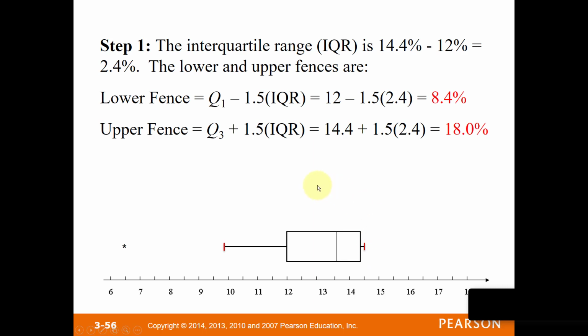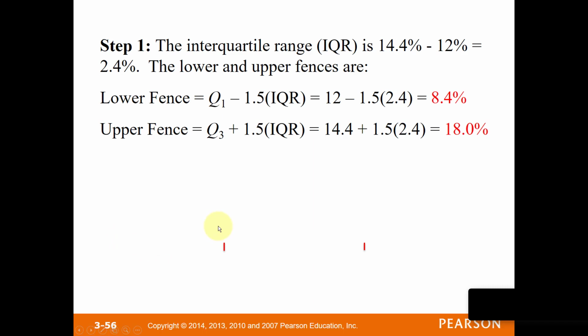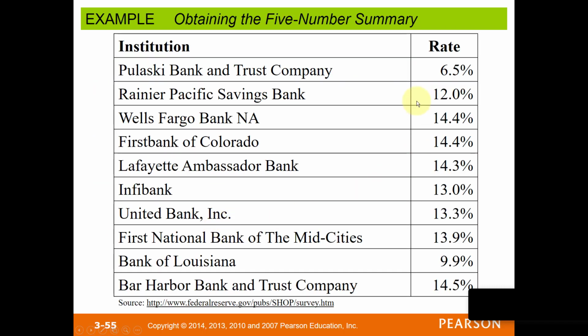Then you compute what the fences are. See here, the lower fence is 8.4, the upper fence is 18. So 8.4 is about right in here where the cursor is, and 18 is way, way out here like this. Mark anything that's an outlier. Where are these outliers coming from? From these data values right here.